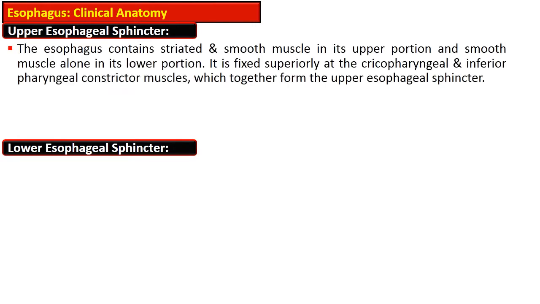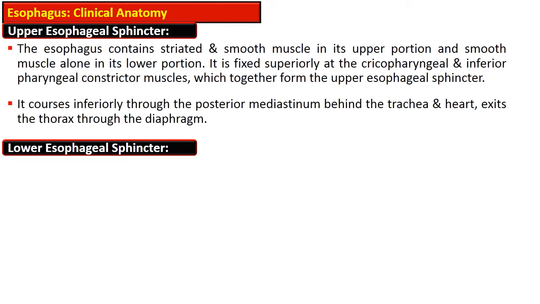There is presence of striated and smooth muscle in the upper portion of the esophagus, while the lower portion contains smooth muscle only. The esophagus is fixed superiorly at the cricopharyngeal and inferior pharyngeal constrictor muscle. They together form the upper esophageal sphincter. The esophagus courses inferiorly through the posterior mediastinum, behind the trachea and heart, and exits the thorax through the diaphragm.